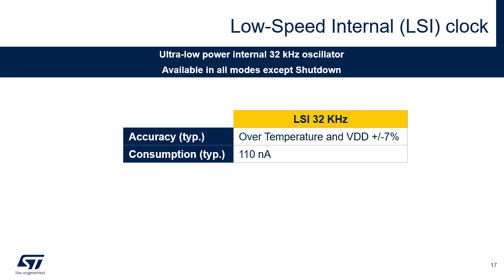STM32C0 devices feature an ultra-low power 32 kHz RC oscillator, LSI, available in all modes except shutdown. The LSI can clock the RTC and the independent watchdog. It has an accuracy of plus or minus 1.5% across temperature variations and plus or minus 0.1% to 0.2% over voltage fluctuations. The LSI typically consumes 110 nanoamperes. If the independent watchdog, IWDG, is activated, the LSI oscillator is forced on and cannot be disabled.